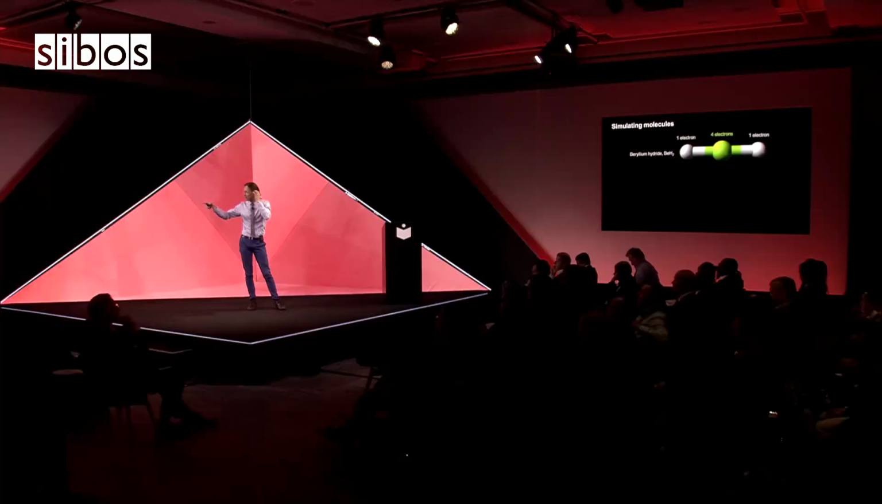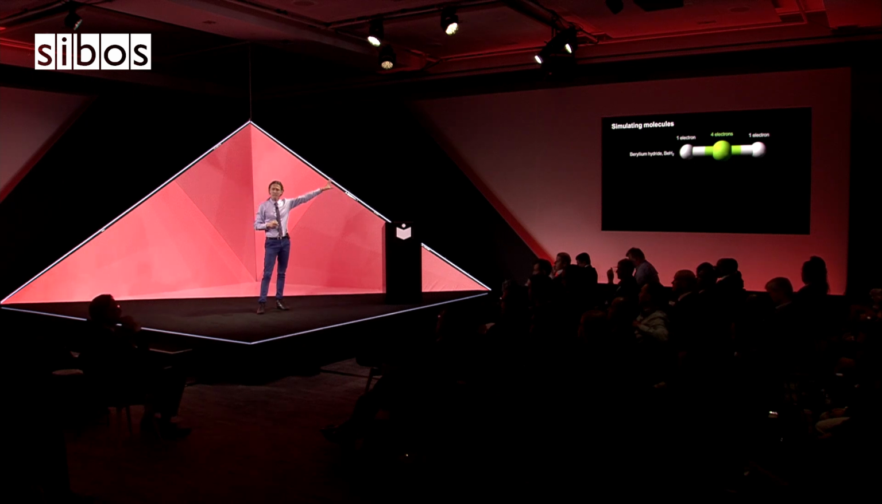So here's an example that's been done very recently at IBM, in fact. It's a very simple molecule. It's called beryllium hydride. It's 1 beryllium atom, which is element number 4, so it's got 4 electrons, and 2 hydrogen atoms. Very simple molecule. So it's 6 electrons in total.